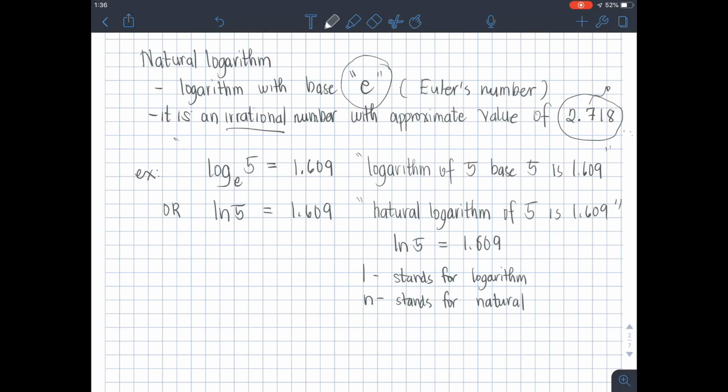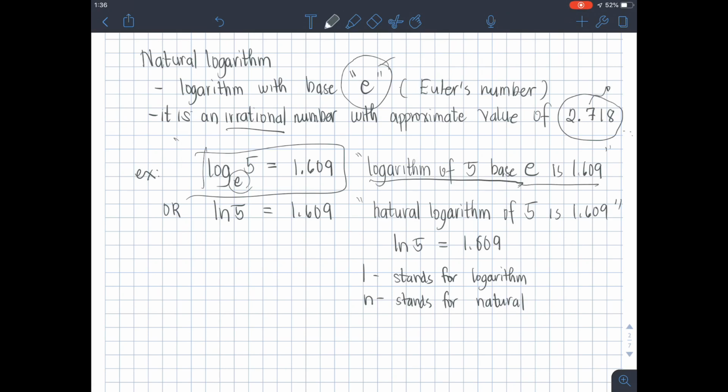Okay? So, for example, this notation, so we have logarithm of 5 base e is 1.609. So, same lang din sa kung ano man yung normal logarithm notation natin, it's just that gagamitin natin laging logarithm na base ay e. Okay? So, mapapansin niyo, yung value niya na exponent ay 1.609, which is not exact. Kasi nga, yung base natin na e itself is an irrational number, which is hindi rin exact.